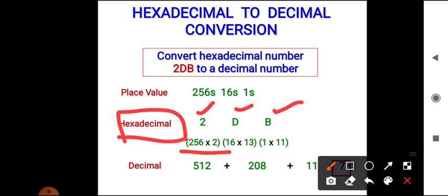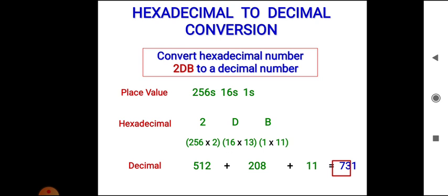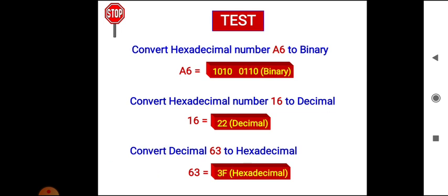So you have to write 16 power 0, 16 power 1, 16 power 2. 16 power 0 means 1, 16 power 1 means 16, 16 power 2 means 256. So we have to multiply 2 into 256, D means 13 into 16, and B means 11 into 1. So we get 512, 208, and 11. Adding the total, we get 731. So 731 is the decimal number. This is the conversion of hexadecimal to decimal system.